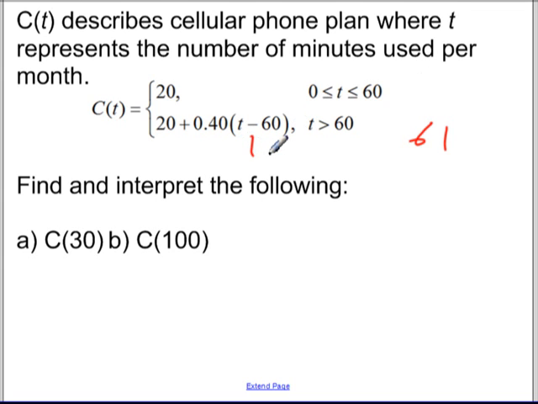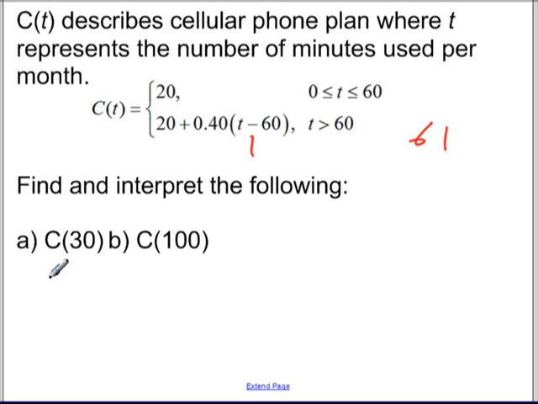So this step function, sorry, not step function, that was the other video. This piecewise function represents that situation really nicely, right? Because if you used less than 60 minutes, it's $20 no matter how much, as long as you're in that range of 0 to 60. But if your time goes over 60, you have to add in the minutes over 60 you went. And that's where this T minus 60 comes from.